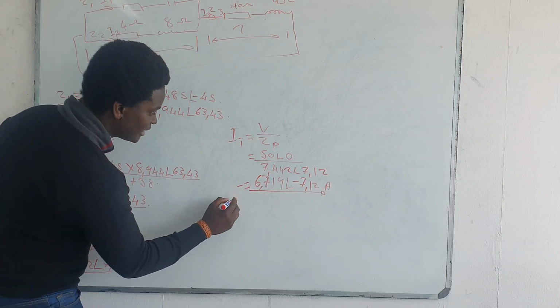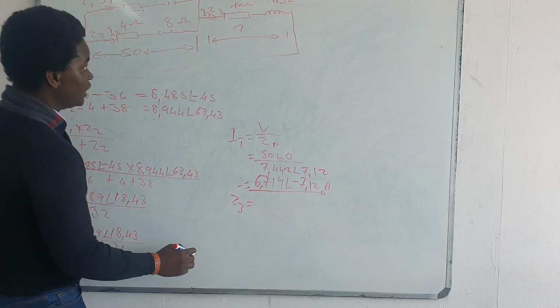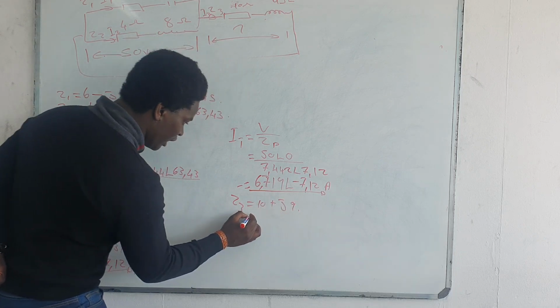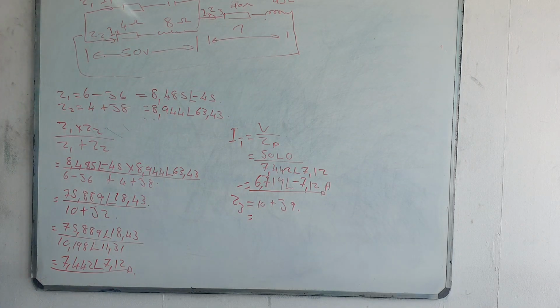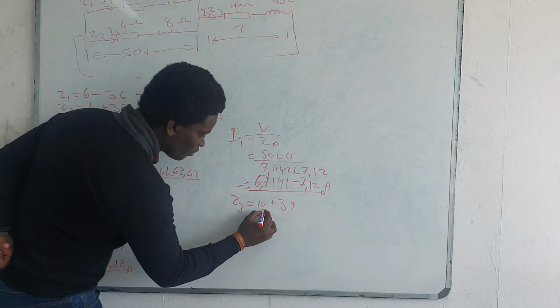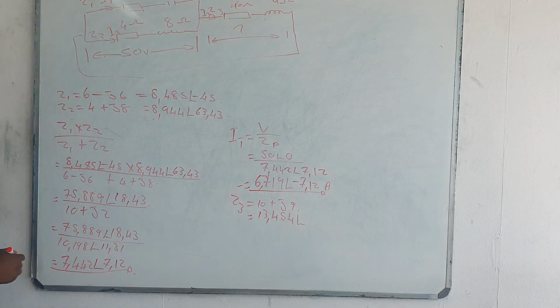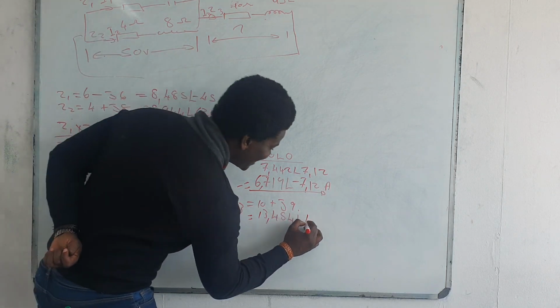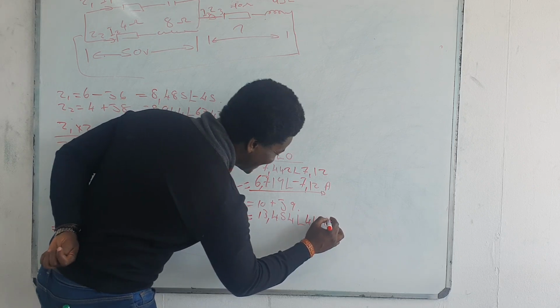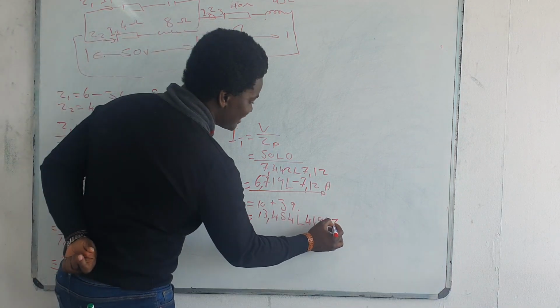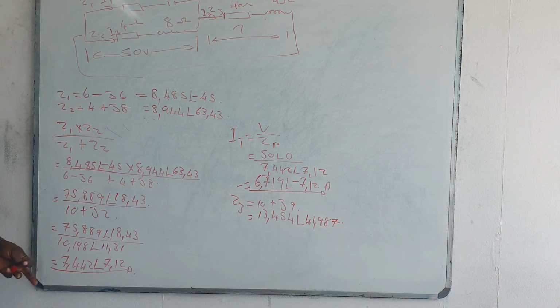Okay, so let's do Z3. Z3 is equal to 10 plus J9. When you convert this into polar form, what do you get? 13,454, at an angle of 41,98. Okay, now let us now calculate the voltage.